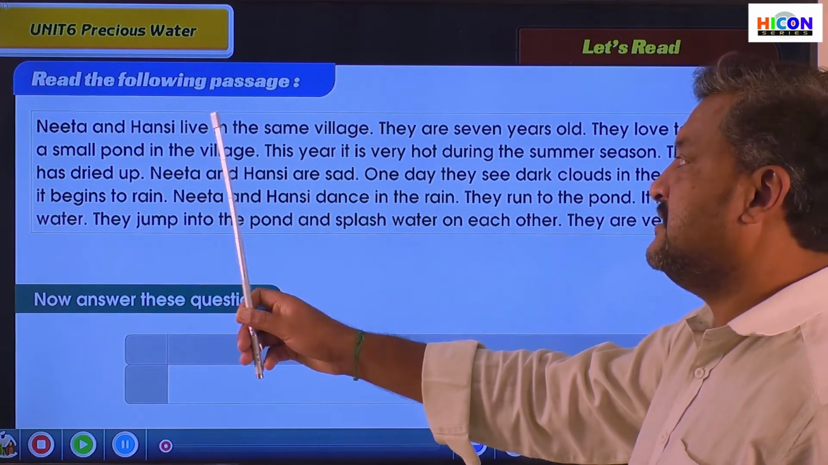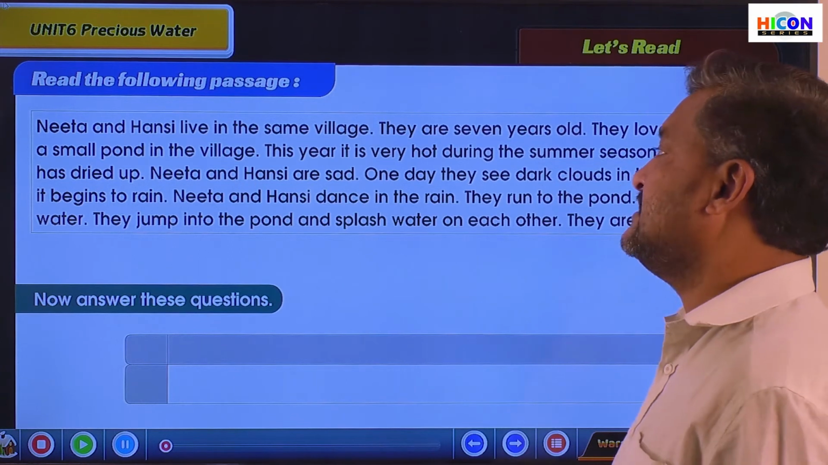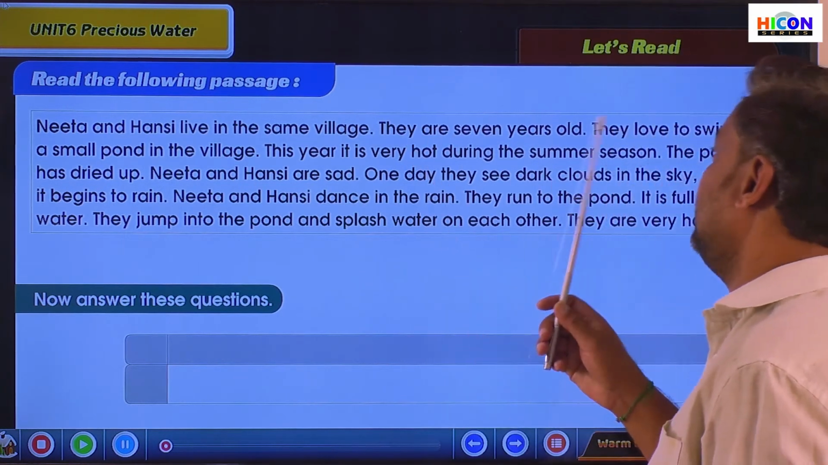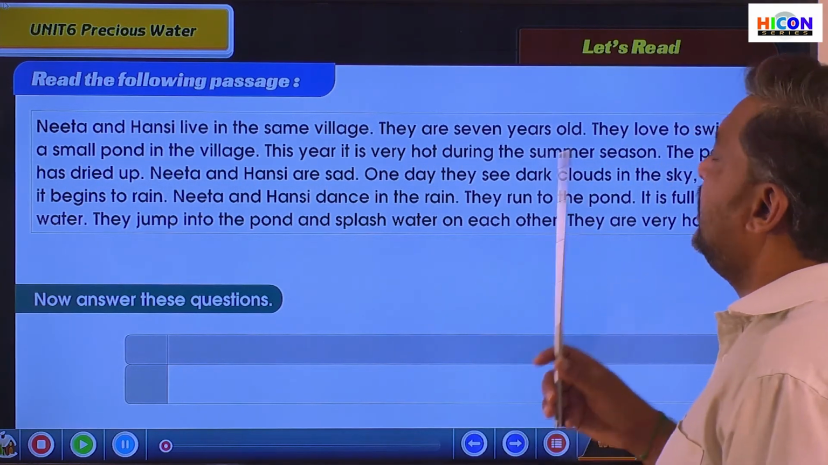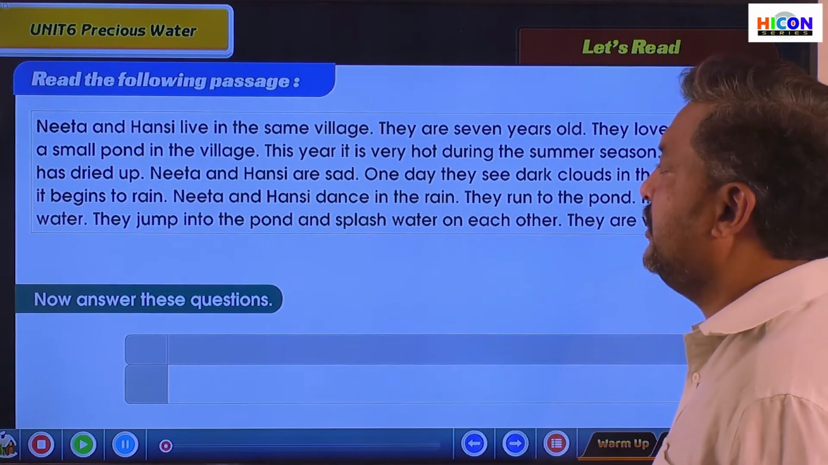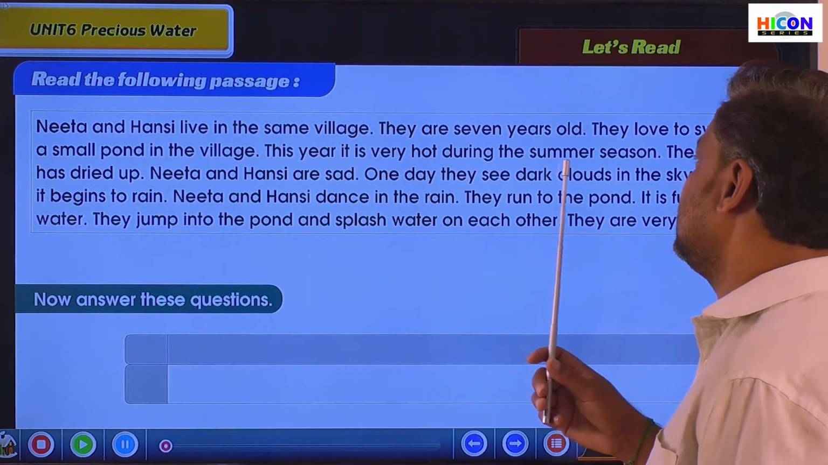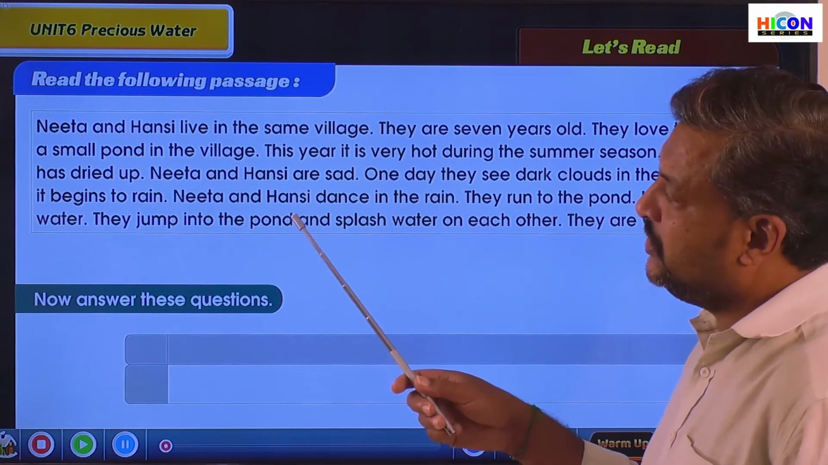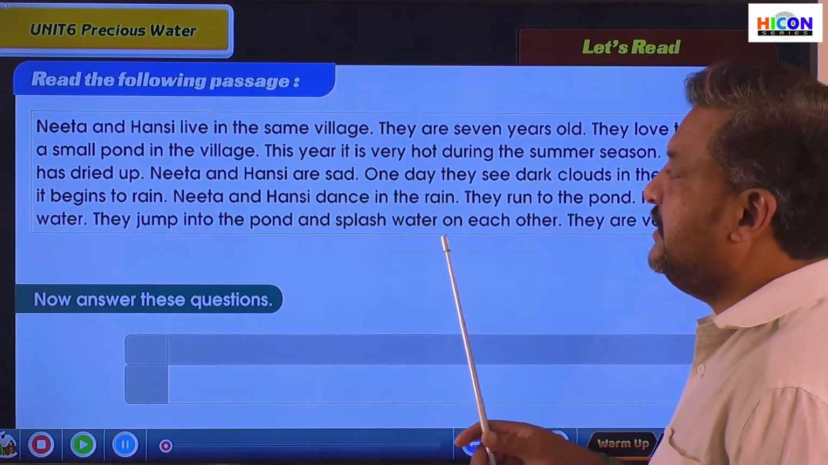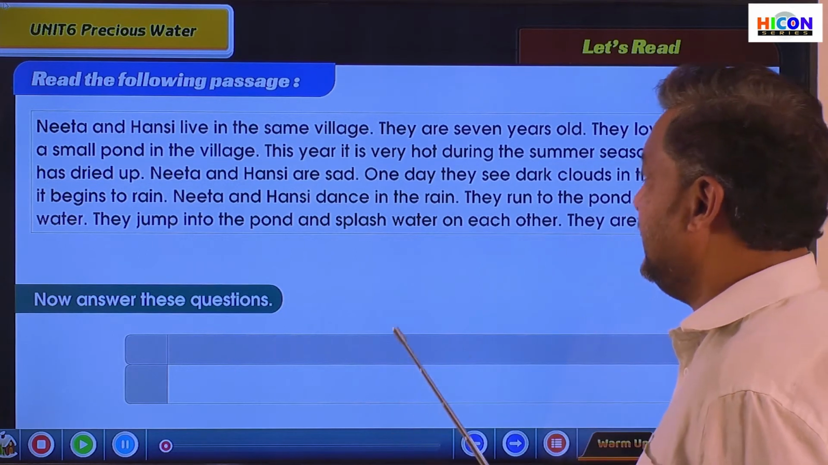Nita and Hansi live in the same village. They are 7 years old. They love to swim in a small pond in the village. This year, it's very hot during the summer season. The pond has dried up. Nita and Hansi are sad.